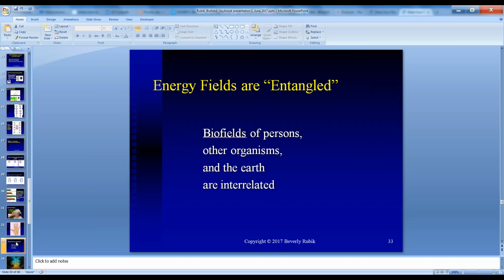And we're talking about then biofields of persons coming together, the therapeutic partnership, the power of the group or the clan, the influence of other organisms, that healing dog.